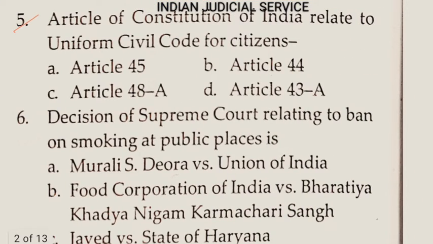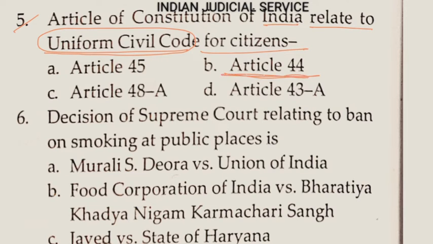Now question number 5. Which article of the Constitution of India relates to the uniform civil code for citizens? This is very important. The uniform civil code for citizens is provided in Article 44. So the answer is here option B. And only one state in India executes Article 44, meaning the uniform civil code, and the name of that state is Goa. So Goa executes the uniform civil code in its territory.